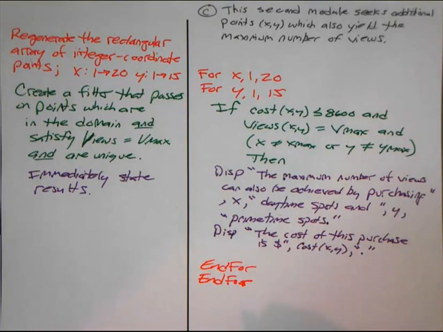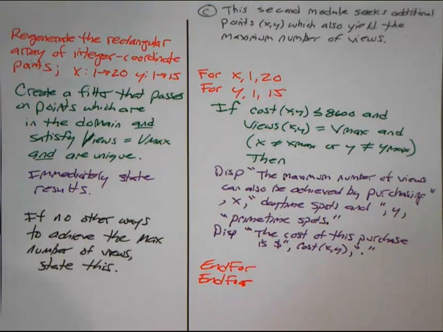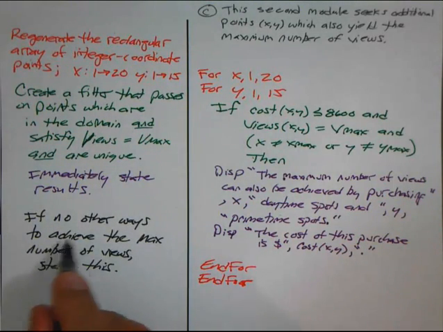Okay, almost done. One other thing that might be nice to do is that if this second module goes through and finds there are no other ways to obtain the maximum number of views, we might state that as well. Even though we could just let it say nothing and have it indirectly claim that as a part of our conclusion, it's better to show that we really did think about this and state clearly that there are no other ways, if that's the case. So we're basically saying, if there are no other ways to achieve the maximum number of views, state this.